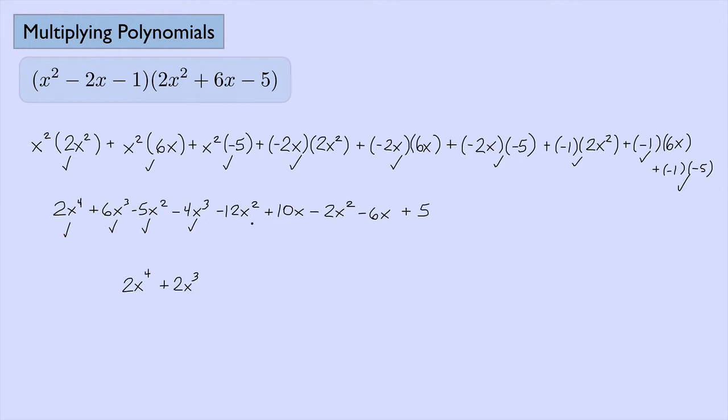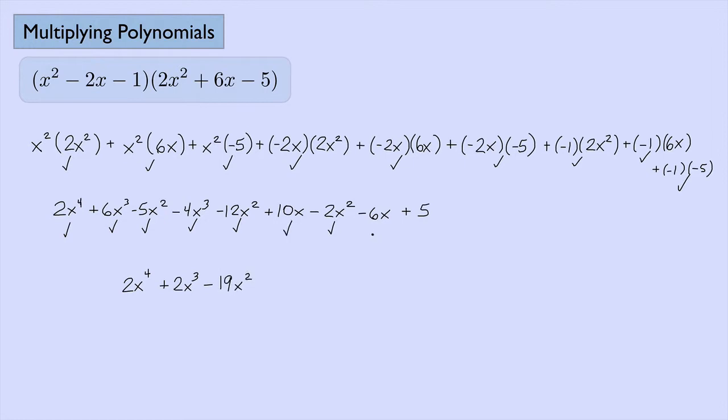The x squareds, I have minus 5, minus 12, and minus 2x squared. So negative 12 and negative 2 is negative 14. Negative 14 and negative 5 will be negative 19. So I have negative 19x squared.